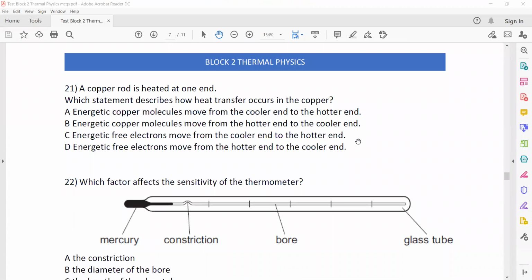A copper rod is heated at one end. When we are heating a copper rod at one end, which statement describes how the energy transfers in copper? Energetic copper molecules do not move, that's wrong. Energetic copper molecules move, that's also wrong. Energetic free electrons move from the cooler end to the hotter end, that's wrong because they move from the hotter end to the cooler end. That's why D is the right statement.